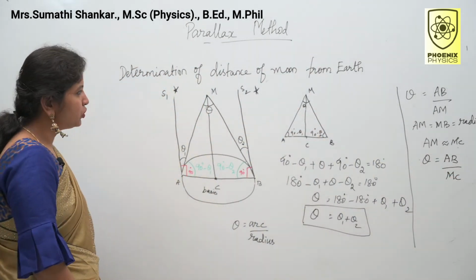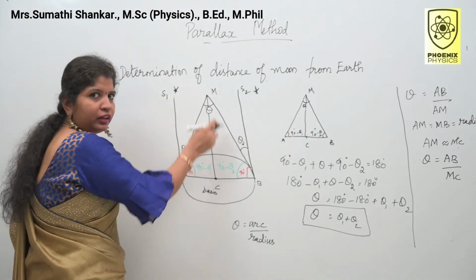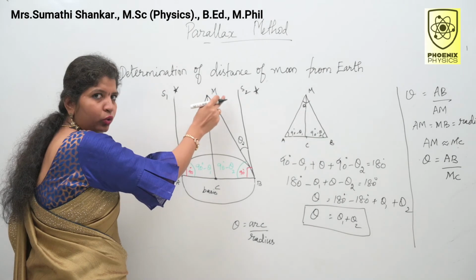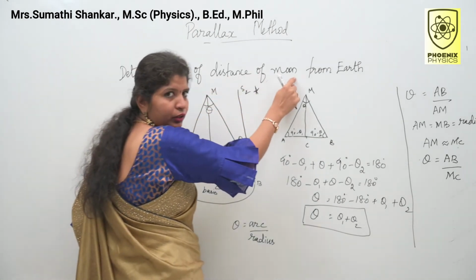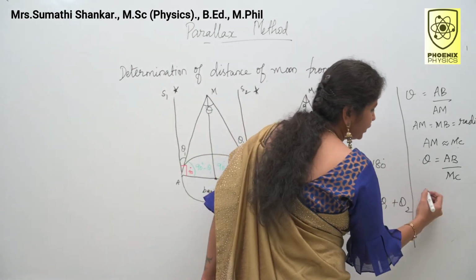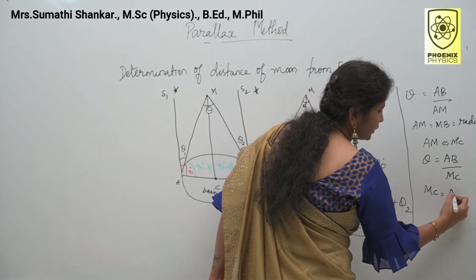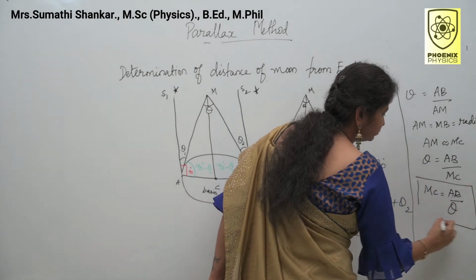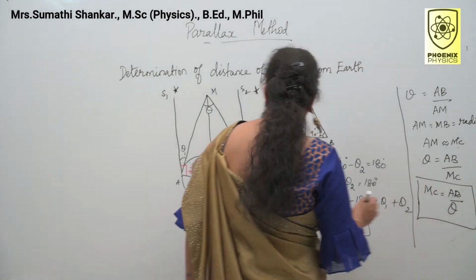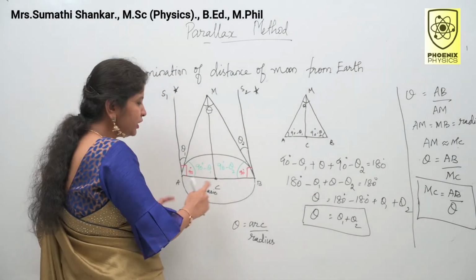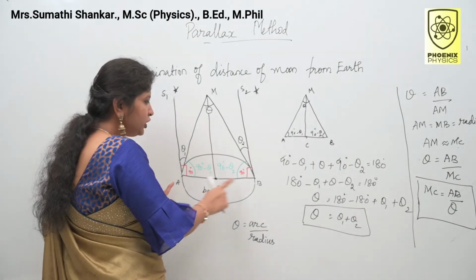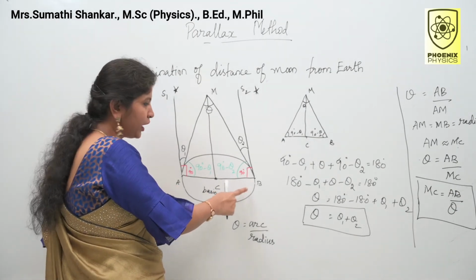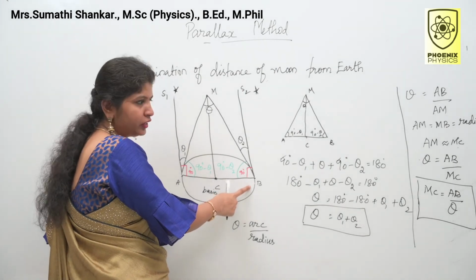What is MC? MC is nothing but the distance between Earth and Moon. We are going to find out the distance of the moon. So bring this term here. MC is equal to AB by theta. If you know the value of AB, we can easily calculate the AB because these two positions are on the surface of the earth. We can easily calculate this AB distance.